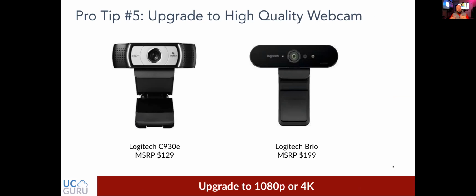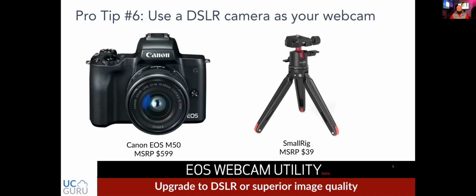So what I would recommend is one of two cameras. Logitech is known for their cameras, right? The Logitech C930 retails for about $129 online, or the Logitech Brio, which is the one that I'm using here, MSRP is about $199, and they're 1080 and 4K respectively.